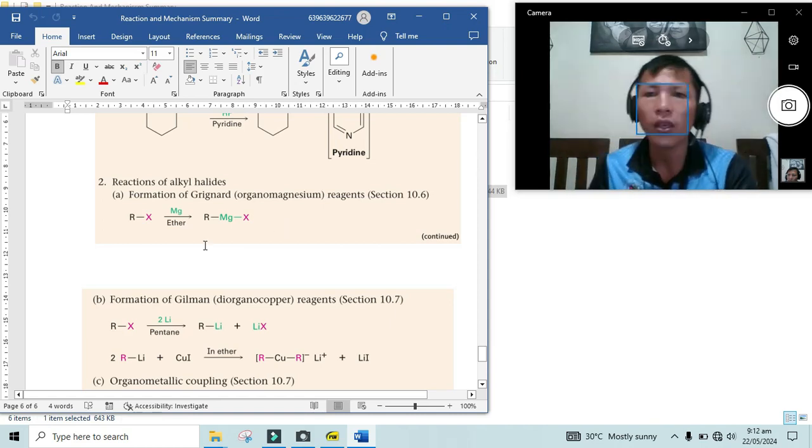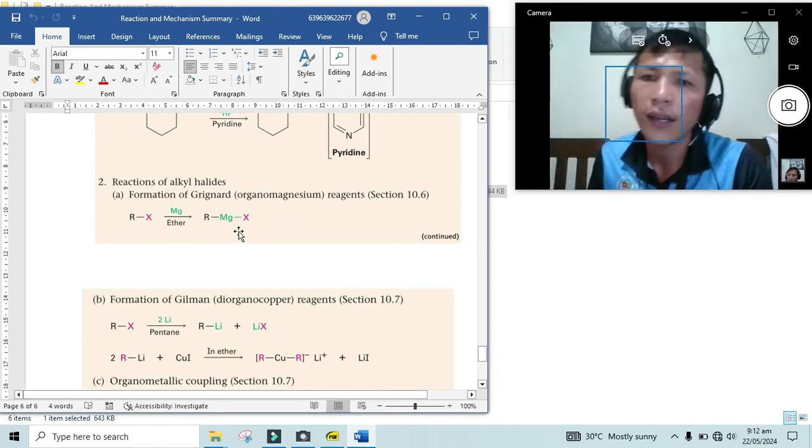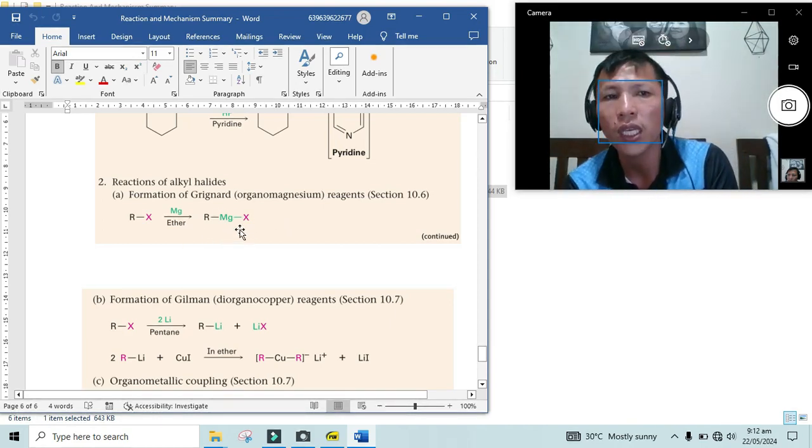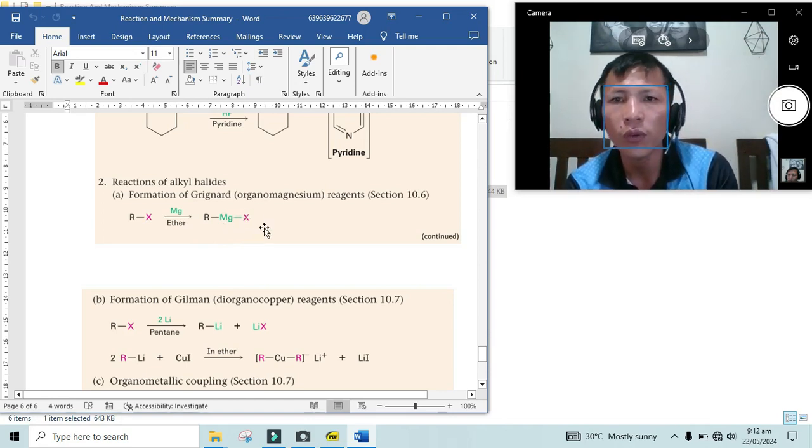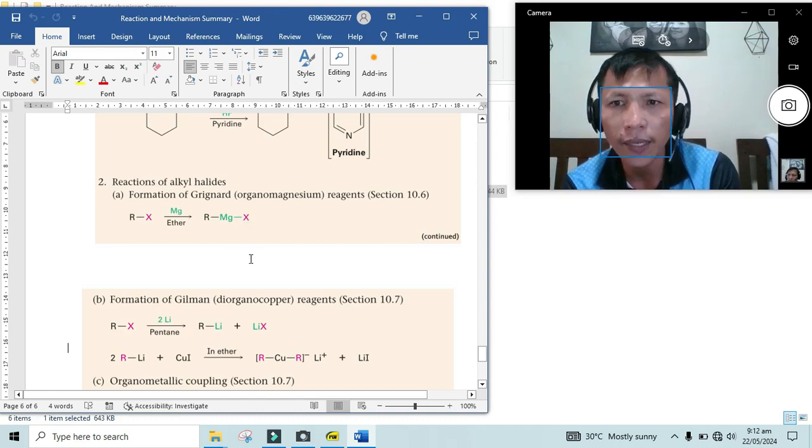And then you can make your Grignard reagents: R, and then you have your Mg, your magnesium, and of course with your halide, magnesium halide. Okay? And then, formation of Gilman.